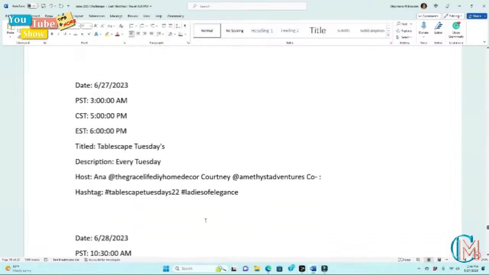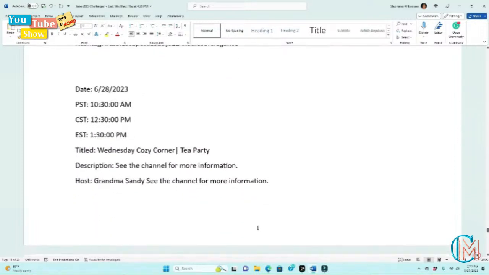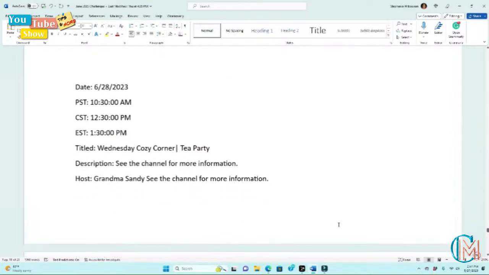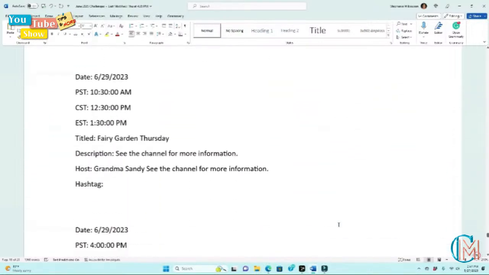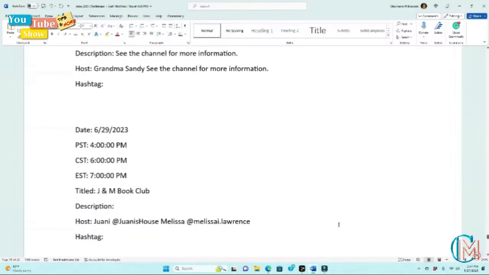On the 27th, we have Tablescape Tuesday, and it is hosted by the Grace Life DIY and Home Decor and Courtney at Amethyst Adventures. On the 28th, we have Wednesday Cozy Corner and Tea Party, and it's hosted by Grandma Sandy. On the 29th, we have the Fairy Garden Thursdays, and it's hosted by Grandma Sandy.